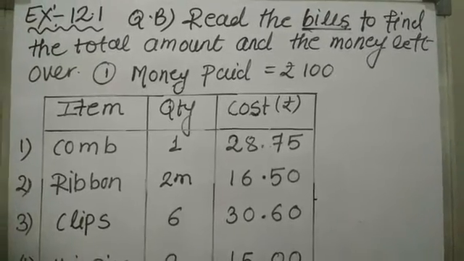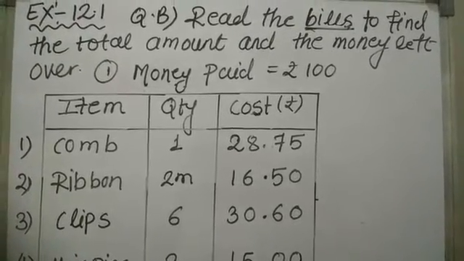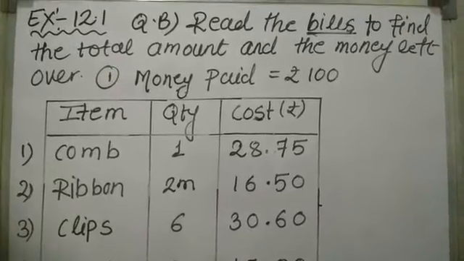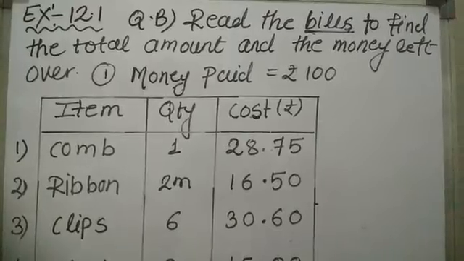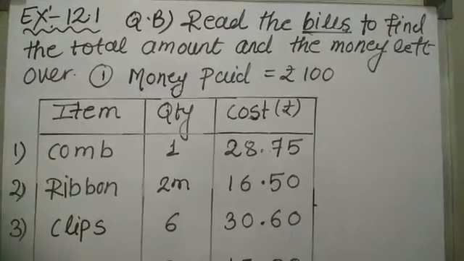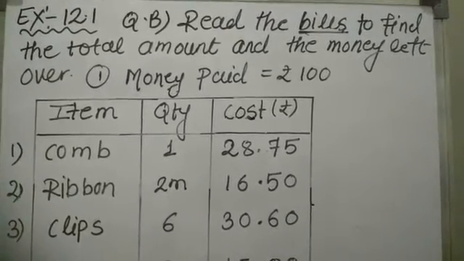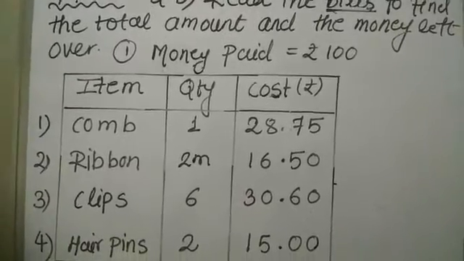Students, in this video I am going to explain question B of exercise 12.1. Read the bills to find the total amount and money left over. Children, what do you mean by bills? When you buy something, the shopkeeper gives you a bill. Here you can see the bill.